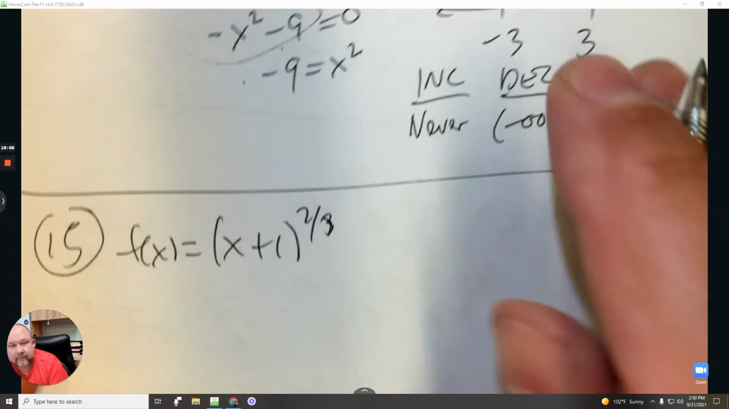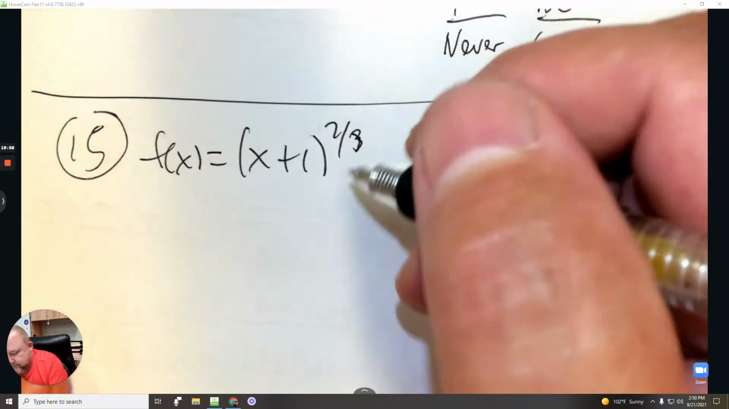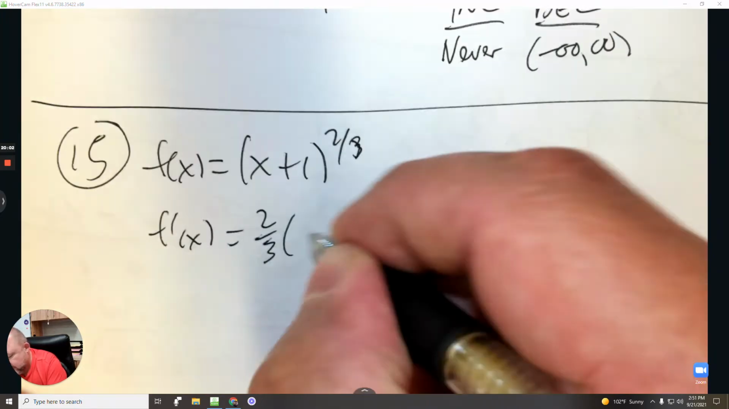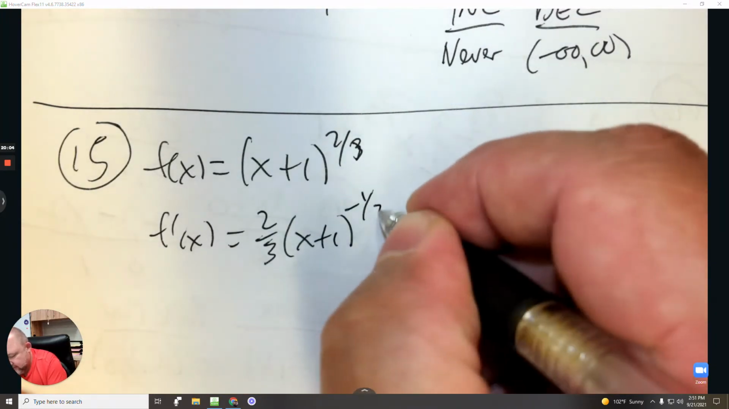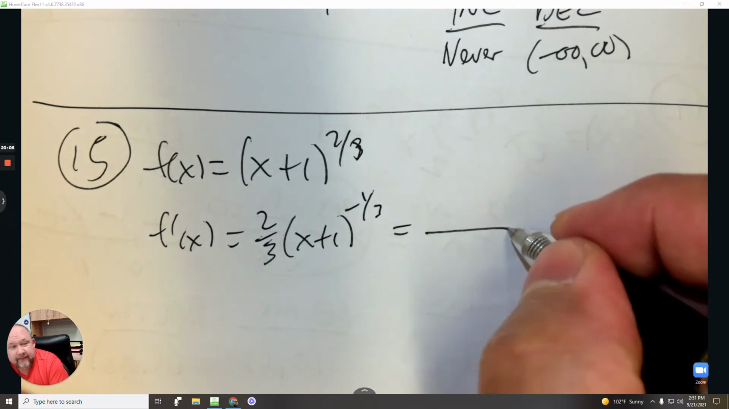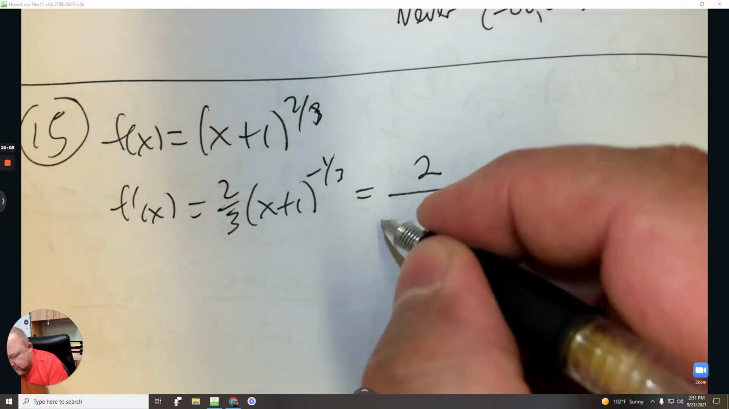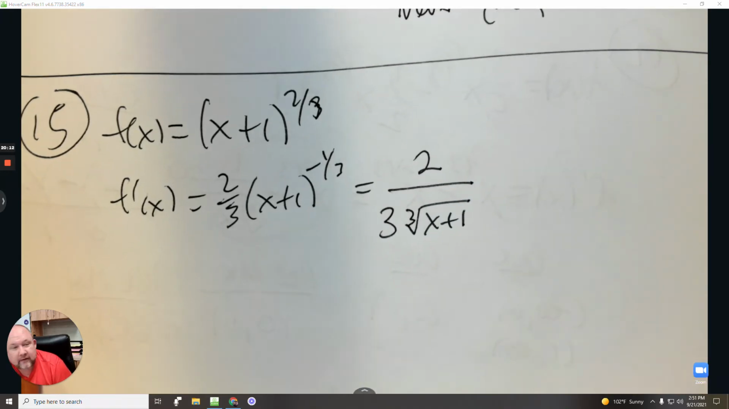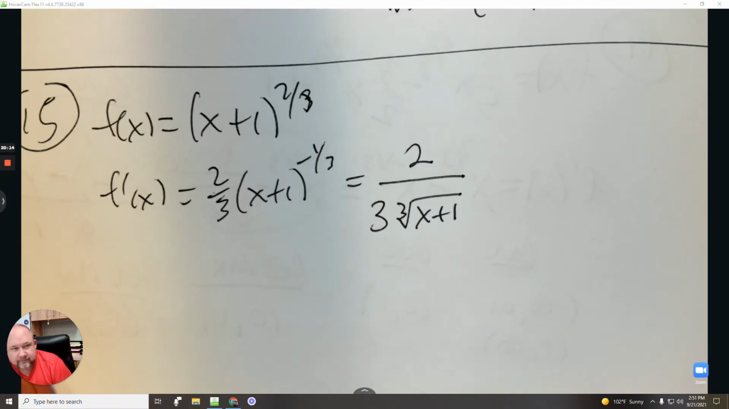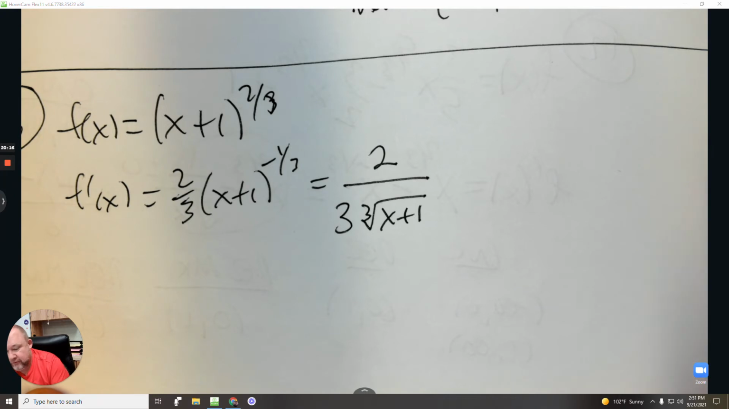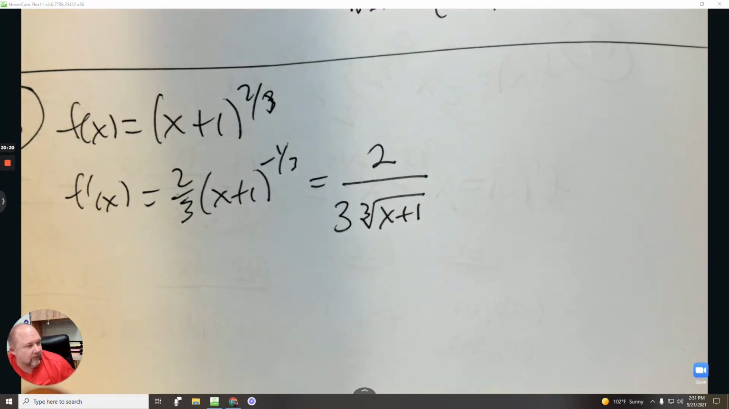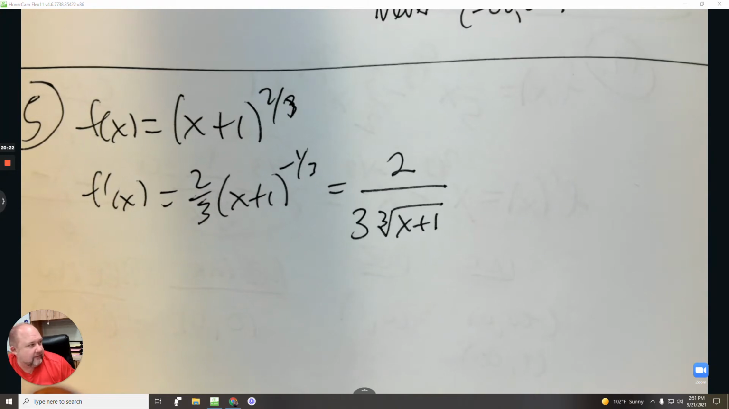There are no domain restrictions. The derivative is 2/3 (x plus 1) to the negative 1/3. To write it algebra friendly, it'd be 2 over 3 times the cube root of x plus 1. So there are no critical numbers to look at for number 15.